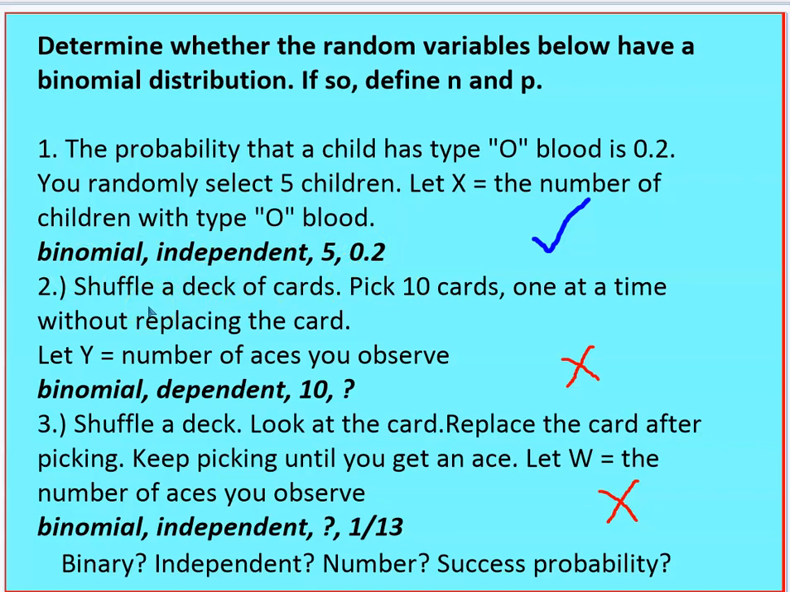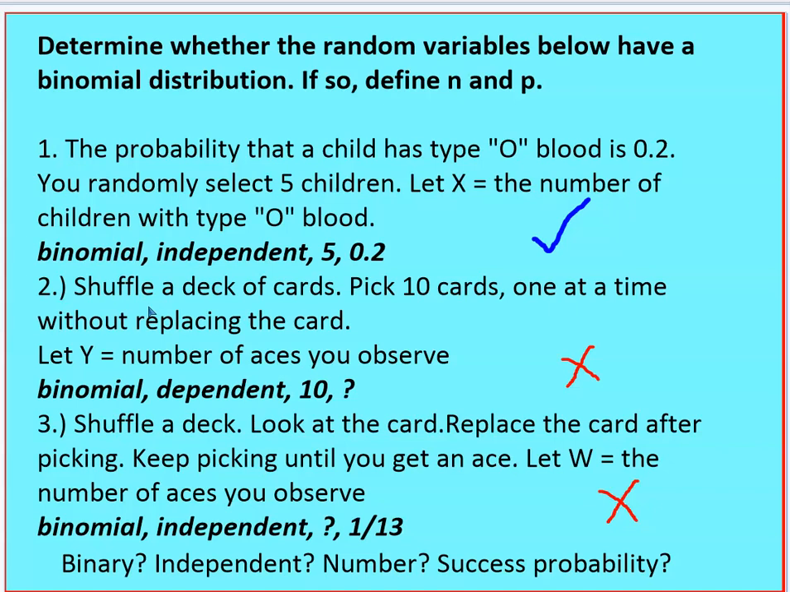Number 2, shuffle a deck of cards. Pick 10 one at a time without replacing the card. Let Y equal the number of aces you observe. Binomial, dependent, so it doesn't qualify, because when we don't replace a card, we have fewer cards left, so the probability of picking another ace goes up.